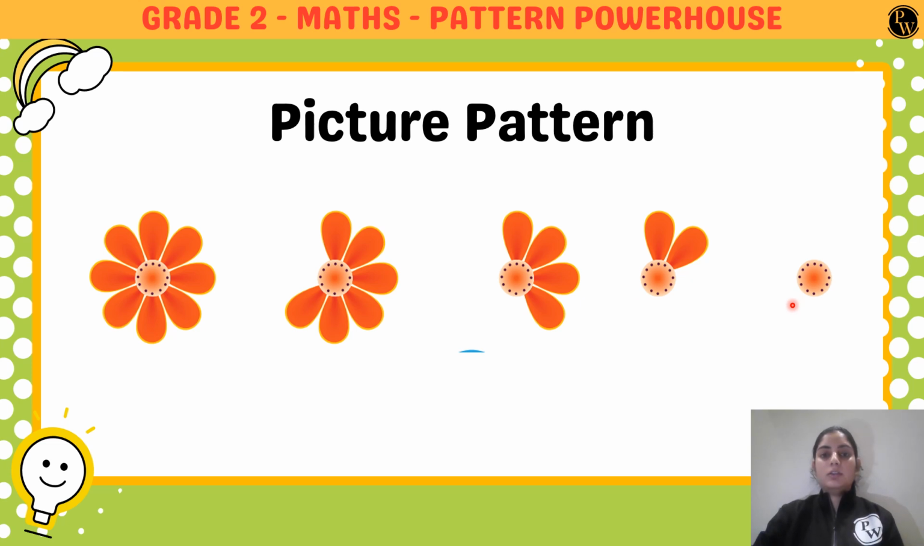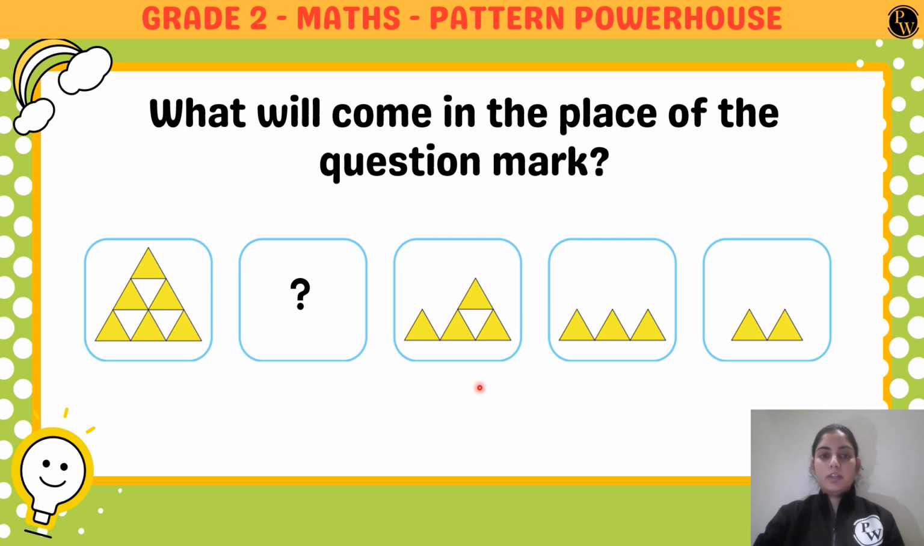That means the picture pattern has been following a reducing pattern in which the petals are decreased by the count of 2, right? Yes. Now, let's look into this one.